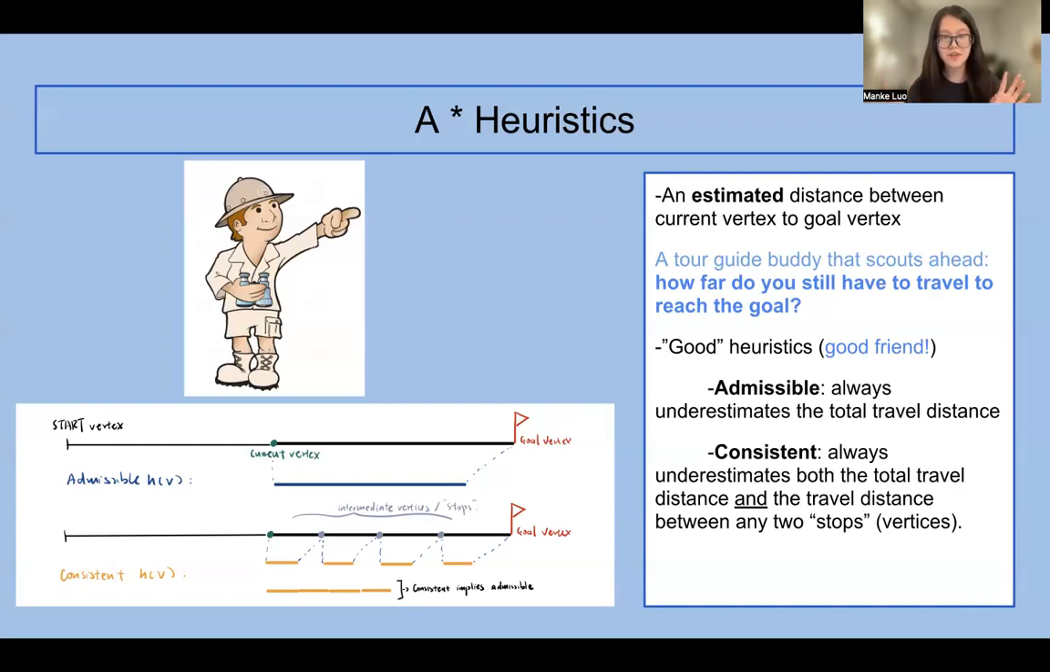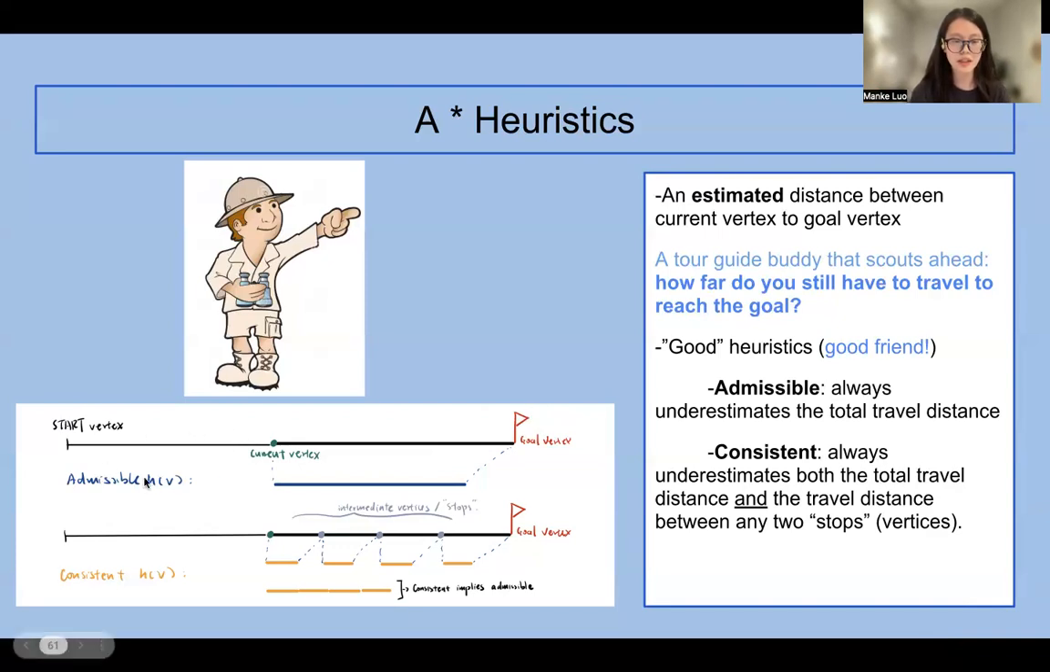These two are big words. I know it's confusing to think of them and hard to distinguish them, so I drew this diagram down here to help you visualize what that means. Imagine that from your starting vertex, your starting point, to the goal point, you have a path. Imagine stretching that out as a linear line, like I drew here. You're at this current vertex and you want to see how far you still have to travel to reach the end.